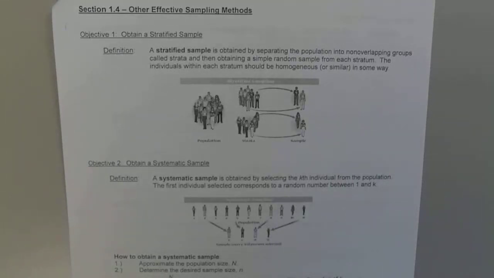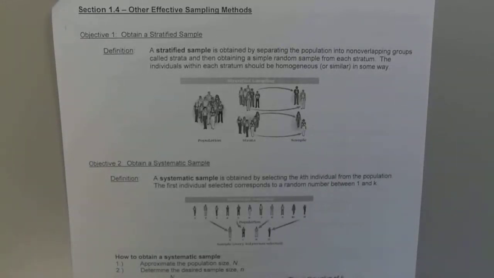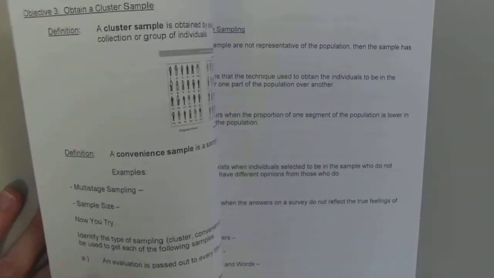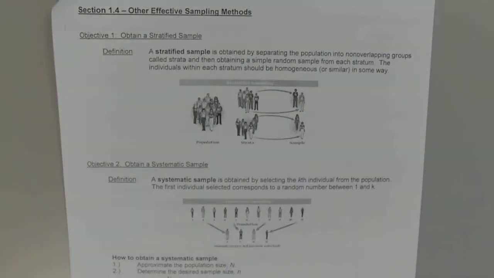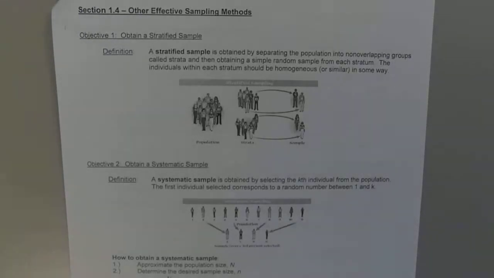1.4 covers other effective sampling methods. There are 4 that we'll learn. So simple random sampling that we did in 1.3 is one of them, and then we're going to learn 4 new ones on here, okay? So the first one is a stratified sample.